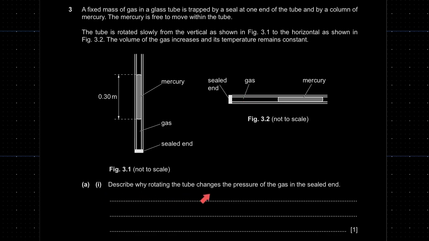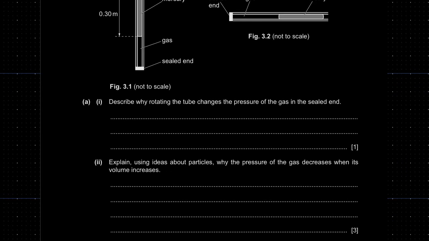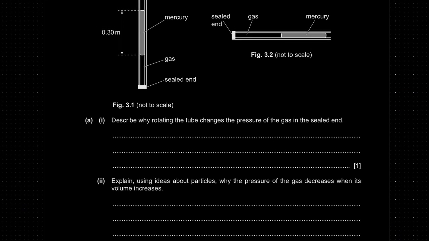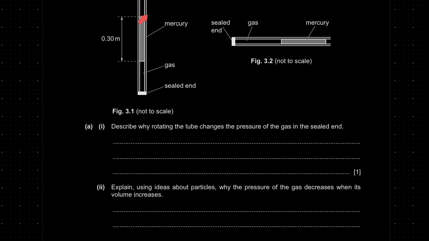Part 1 says describe why rotating the tube changes the pressure of the gas in the sealed end. So if the volume of this gas has increased, this means that the pressure must have decreased, right? This is actually what's asked in the next part. Part 1 just asks, describe why rotating the tube changes the pressure of the gas in the sealed end. So the reason, you can see that from this diagram in 3.1, the mercury is directly sitting on top of the gas, whereas here the gas is freer to move, right? So you can see that the mercury, because its weight is not directly acting on the gas anymore, it exerts a reduced pressure.